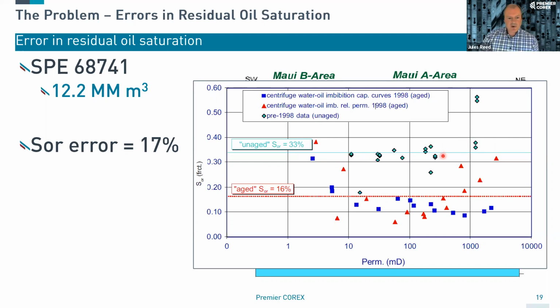Then a program was put in place to put actual wettability aging in place to get to correct initial saturation of the reservoir, age the samples and perform the tests again. And this time we got to 16%. So a much reduced saturation, and that's a 17% difference in residual oil saturation.